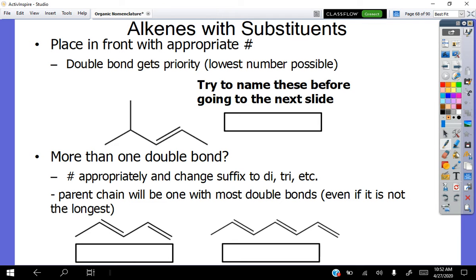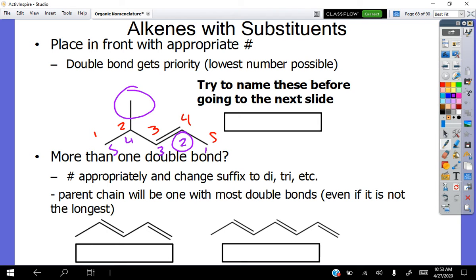When there are substituents, we still number so that the double bond gets the lowest number. We say that the double bond gets priority. So even though the first substituent occurs over here, if we were to number 1, 2, 3, 4, 5, that would be an incorrect numbering scheme because the double bond starts on 3, when if you number in the other direction, 1, 2, 3, 4, 5, the double bond would start on 2. So you do want the double bond to have the lowest number possible, even if it means the substituent, the branch sticking off of your chain, has a higher number.